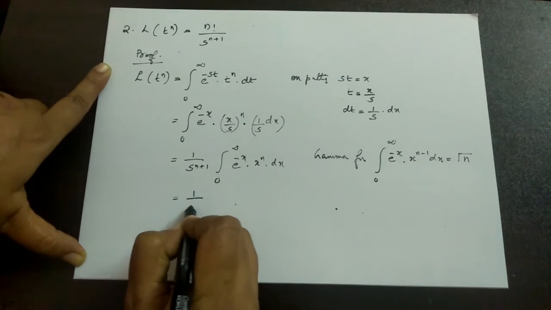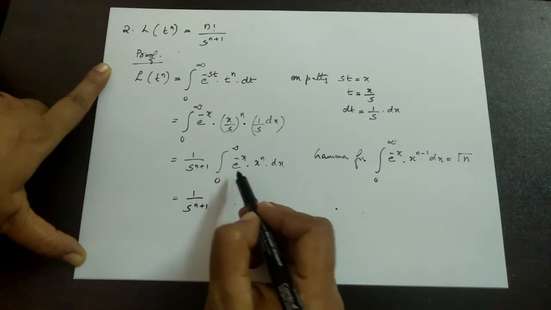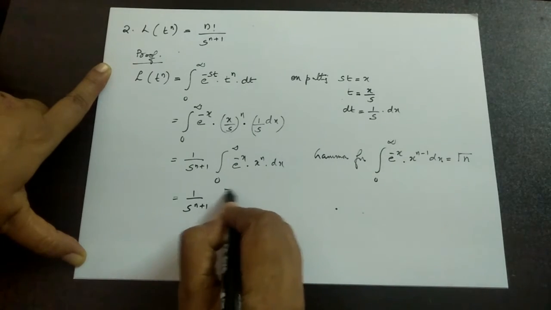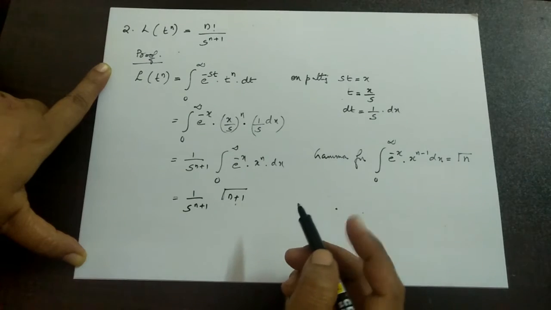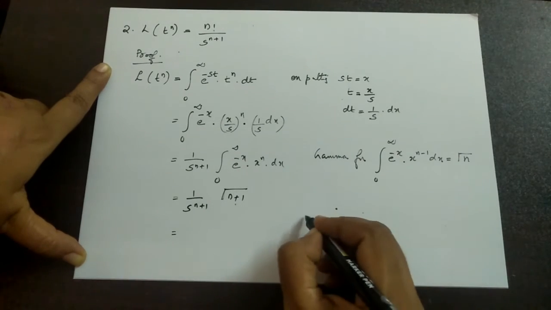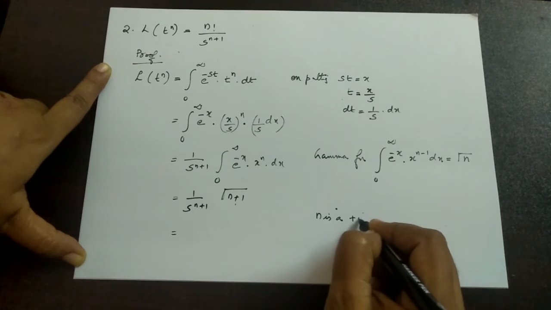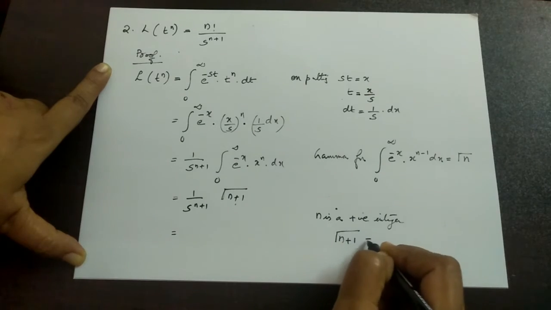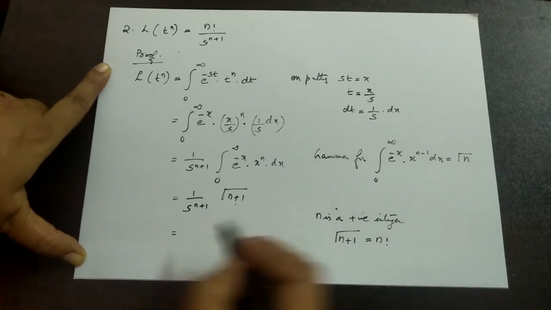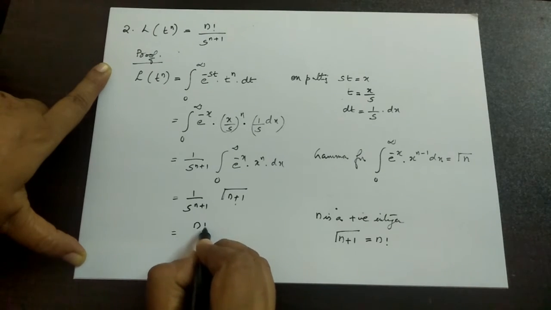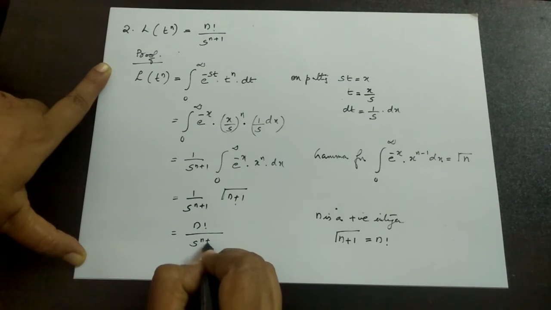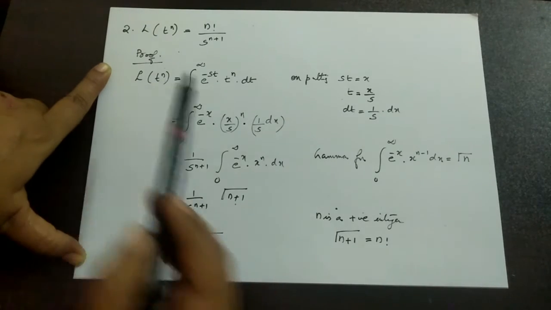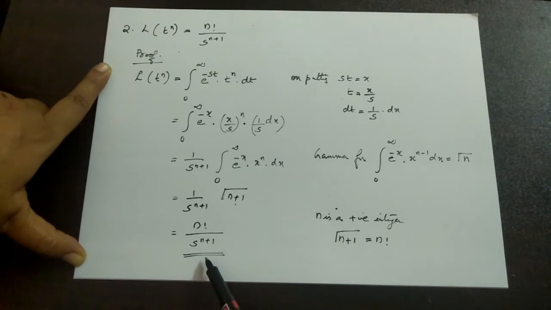Therefore, by using that gamma function, integral from 0 to infinity e raised to minus x, x raised to n dx can be written as gamma of n plus 1. Okay. Now, since here n is a positive integer, this gamma of n plus 1 can be written as n factorial. Therefore, by using that property, we can rewrite this as n factorial by s raised to n plus 1. Therefore, Laplace transform of t raised to n becomes equal to n factorial by s raised to n plus 1.